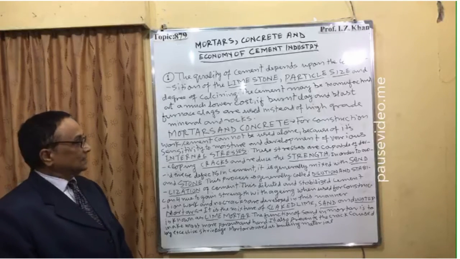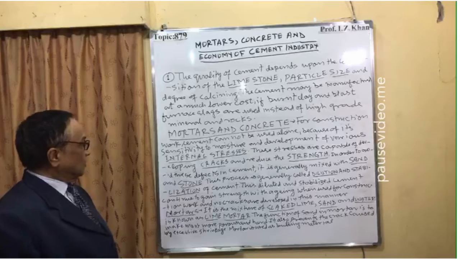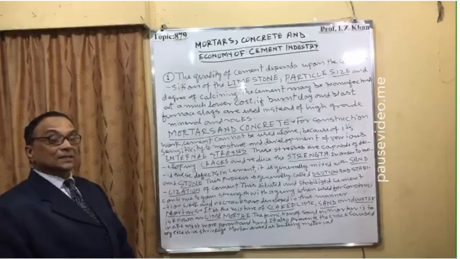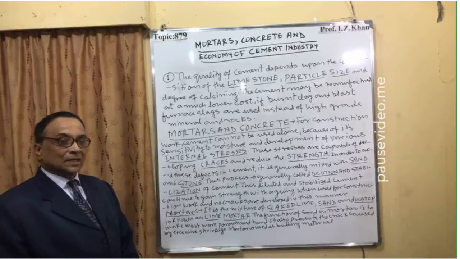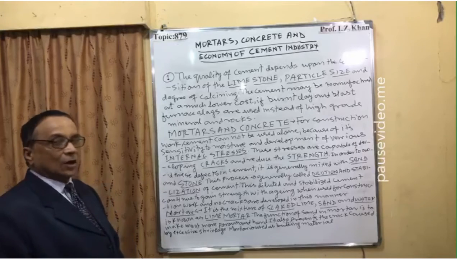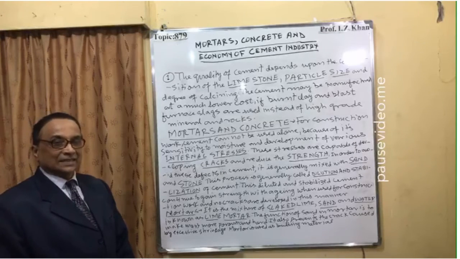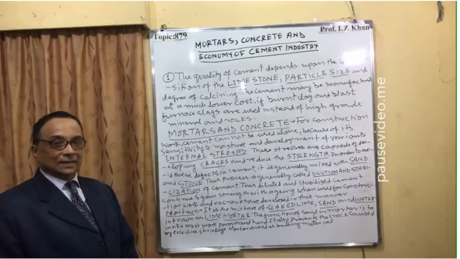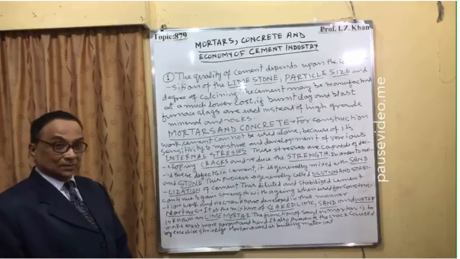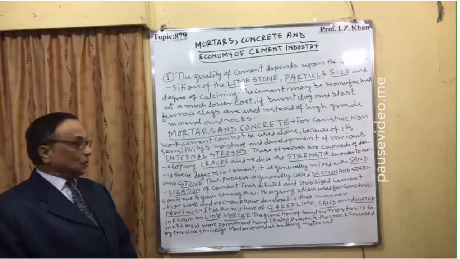These internal stresses are capable of developing cracks. Because of these internal stresses, cracks will appear immediately. So in any house, if you see cracks, it means the ratio of cement to sand, or the quality of cement, is not good.